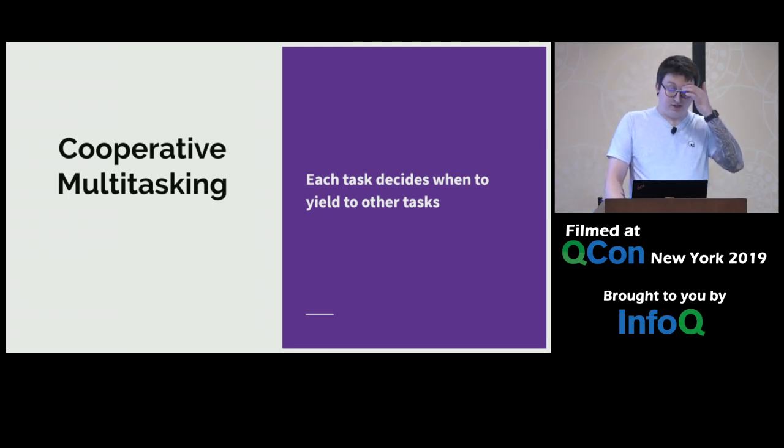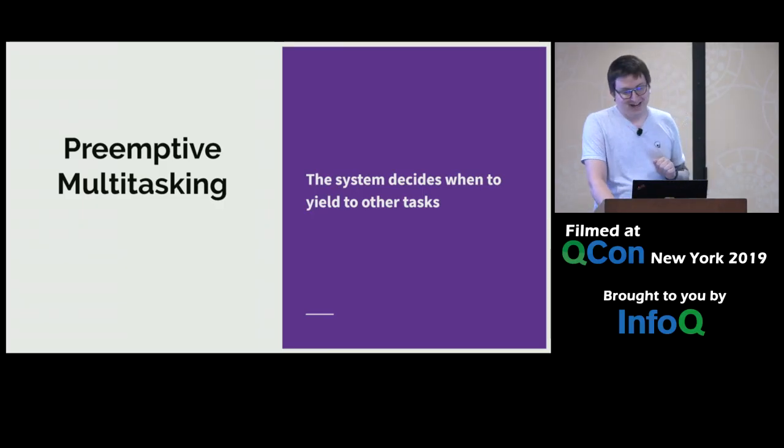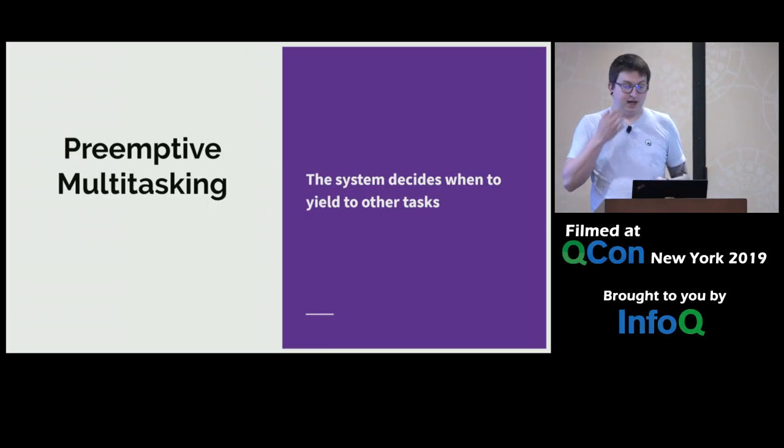This is the way that I originally learned about this because I think it was Windows 95 came out and had preemptive multitasking, or Mac OS 8 instead of 7 or whatever. And in preemptive multitasking, the system decides when you yield to other tasks. So this means that any computation can be interrupted in the middle and handed off to something else.